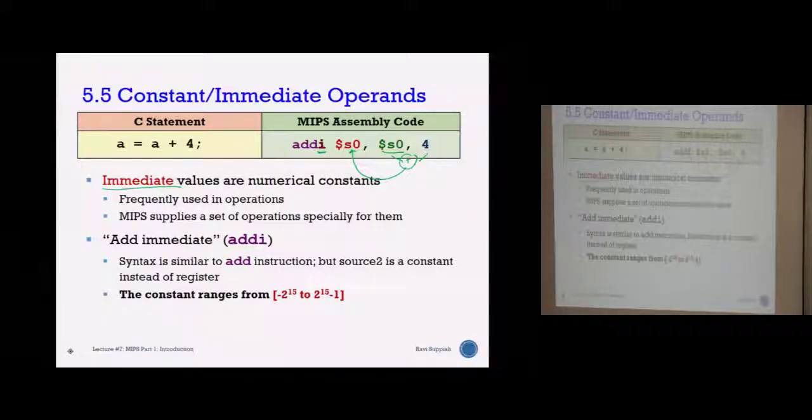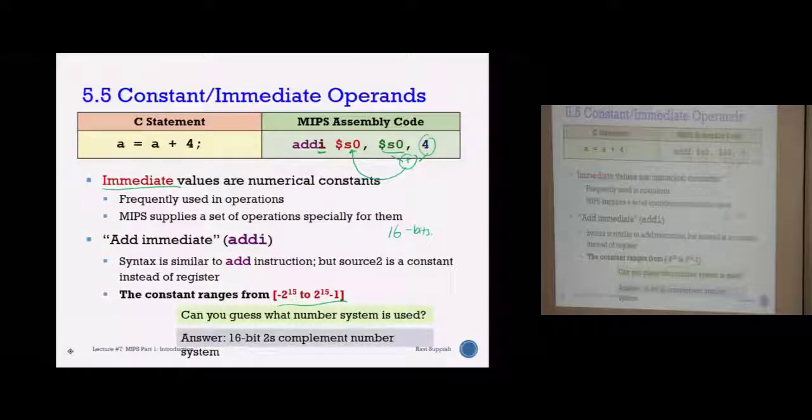So the immediate value, what is the range I can specify? I can specify a total of 16 bits for my immediate value. And the 16 bits is in this range. Why? Because we are following the 2's complement number system, correct? So it is minus 2 to the power of 15 to 2 to the power of 15 minus 1.